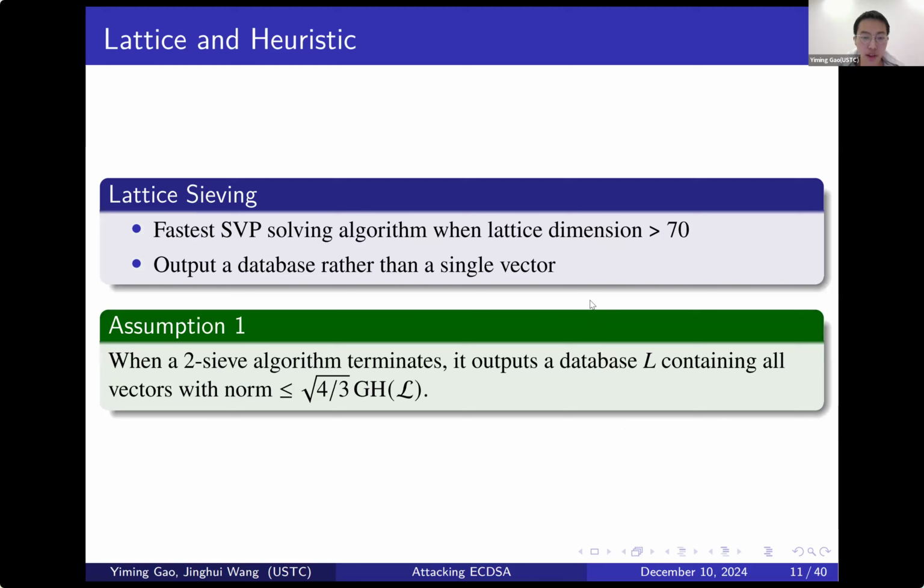We use lattice sieving in our main algorithm. The sieving algorithm is the fastest SVP solving algorithm in large-dimension lattices. Also, a sieving algorithm outputs a database rather than a single vector. Assumption 1 states that when a 2-sieve algorithm terminates, it outputs a database L containing all vectors with norm bounded by the square root of 4/3 times the Gaussian heuristic of the lattice.